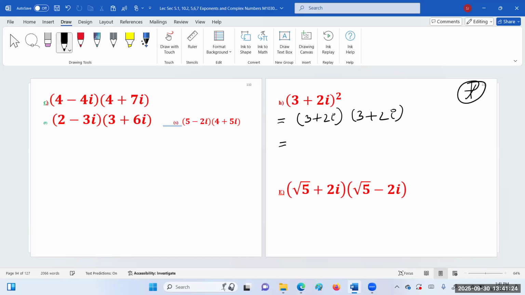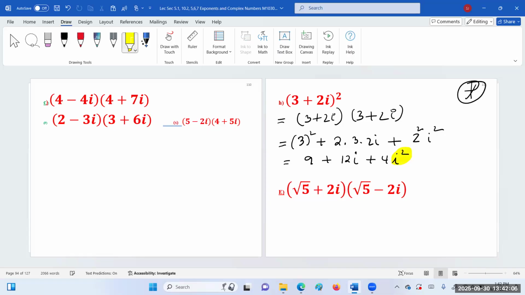If you use the formula, the formula says take the first term squared, plus 2 times their product. So you have 3 times 2i, which is 6i. And then you always add the last term squared, which is 2 squared i squared. So you get 9 plus 12i plus 4i squared. But you cannot stop. Why not?